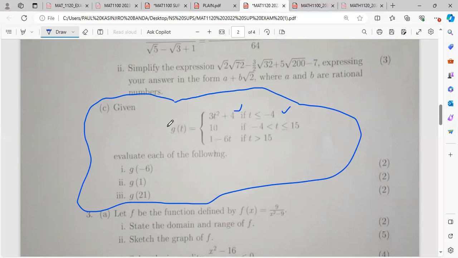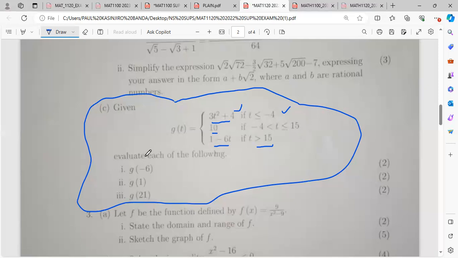So you can see that for this g of t, when t is less than minus 4, you use this as your equation. But when t is between minus 4 and 15, then you use this equation here. But if it's greater than 15, you use that equation. So each of these functions has a different range, meaning you can only use it in the range that it is supported by.